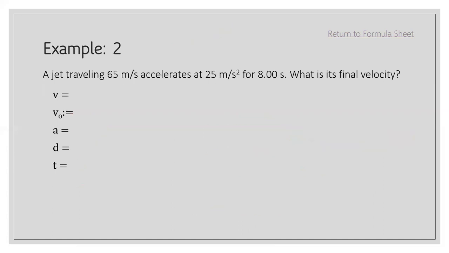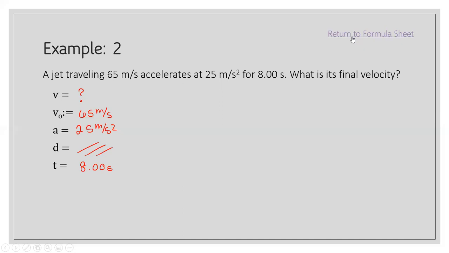Our next question: we have a jet traveling 65 meters per second, accelerates at 25 meters per second squared for 8 seconds. What is its final velocity? So we're looking for final velocity, so that's what we want. It starts out traveling at 65 meters per second. Acceleration we know, so it's speeding up at 25 meters per second squared for a time of 8.00 seconds. We don't know how far and we don't care about how far, so we can leave that out.